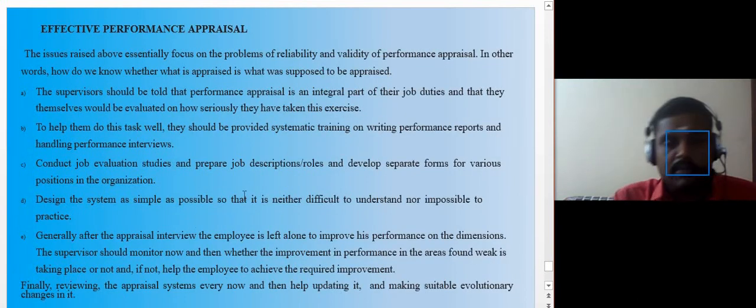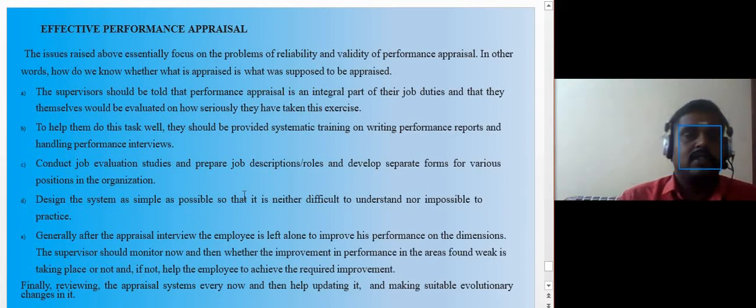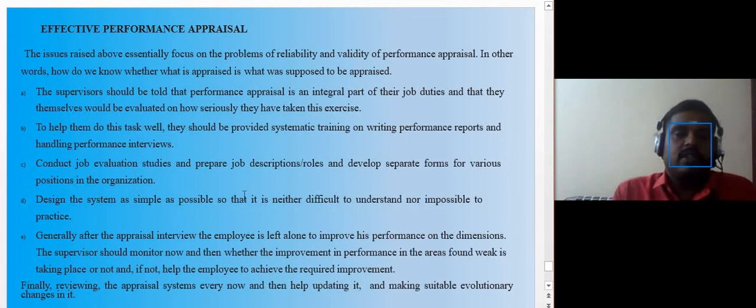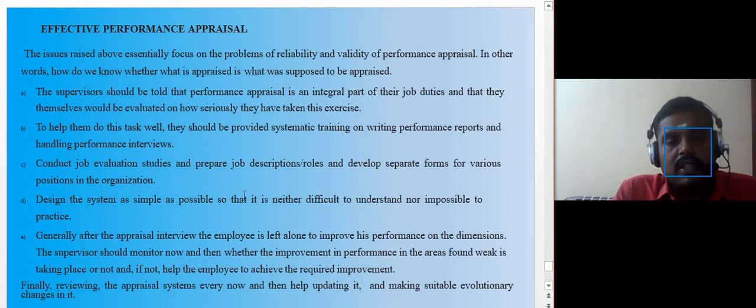Effective performance appraisal. The issues raised above essentially focus on the problems of reliability and validity of performance appraisal. In other words, how to know whether what is appraised is what was supposed to be appraised. The supervisors should be told that performance appraisal is an integral part of their job duties and that they themselves should be evaluated on how seriously they have taken this exercise.